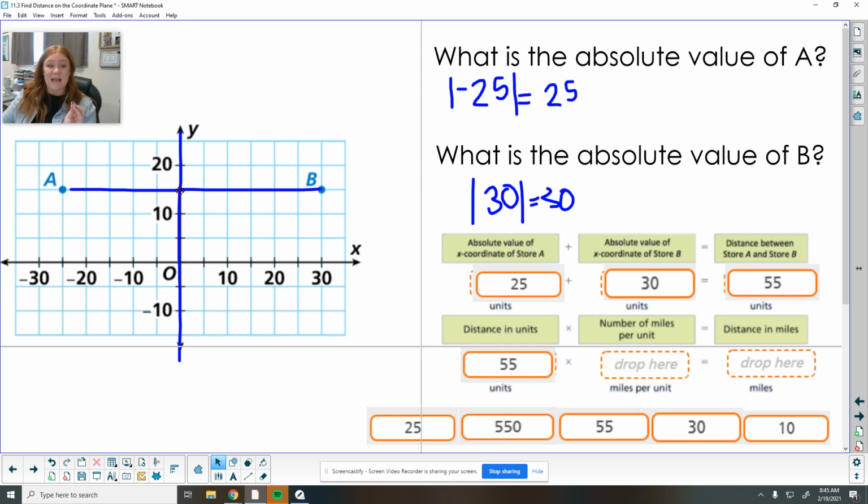But remember, it told us every time we have a unit, how much did the unit equal? 10. So this one unit is 10, this one unit is 10, 10, 10. And so we want to multiply all these 55 units by 10, and that will tell us the total distance between these two stores.